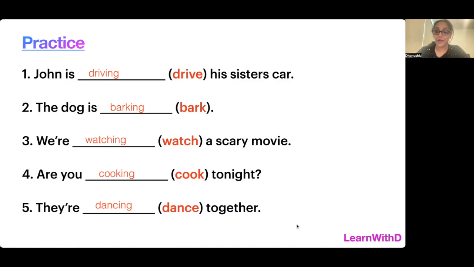Well done. Okay. So I hope it is clear how the present continuous works, or the present progressive, it's the same. I hope you're a little bit more comfortable with the present continuous now.